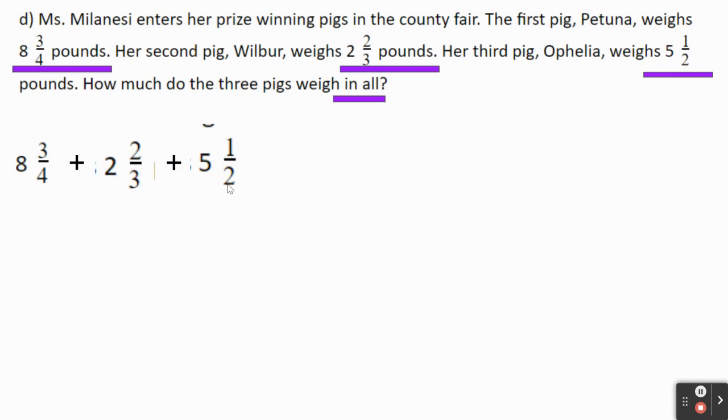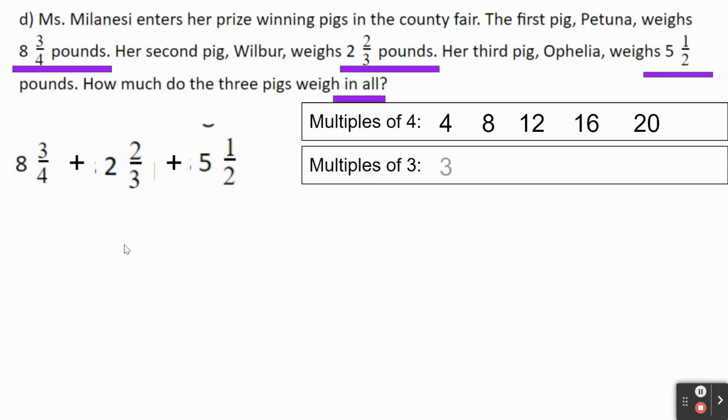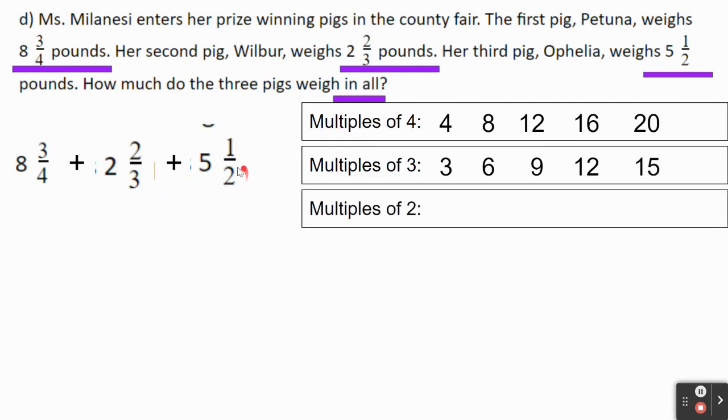To do this, we're going to do the same thing we've been doing when we've only had two mixed numbers. We're going to list the multiples. So since 4 is the denominator of our first fraction, we're going to list the first 5 multiples of 4, which are 4, 8, 12, 16, and 20. Now we can list the multiples of 3, which is 3, 6, 9, 12, and 15. Now we'll list the multiples of 2, since 2 is the denominator of our last fraction. We have 2, 4, 6, 8, 10.